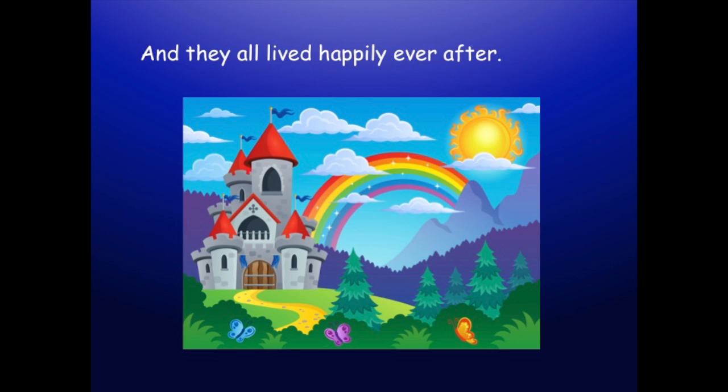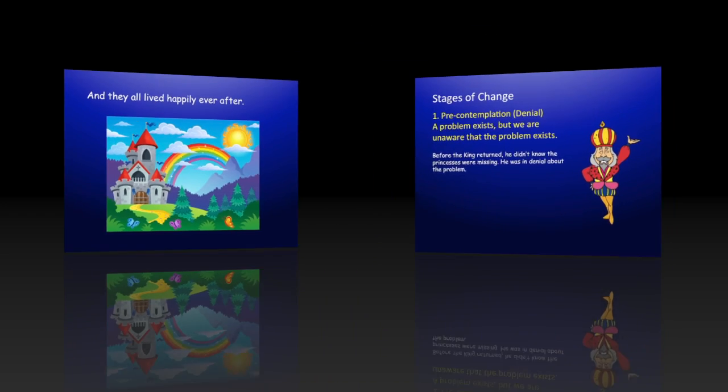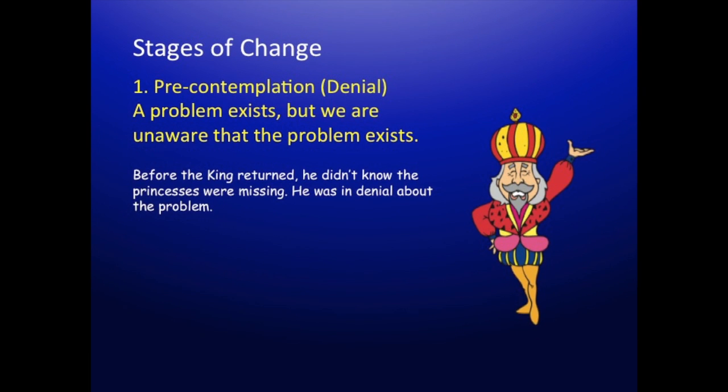Okay, so let's see how this lines up with the stages of change. At the very beginning of the story, the moment the princesses disappear, we've got a problem on our hands, right? But the thing is, the king is gone when this happens, and so he's not aware that the problem exists. The first stage of the stages of change we call pre-contemplation. This would be the denial stage. A problem exists, but we're not aware that the problem exists.